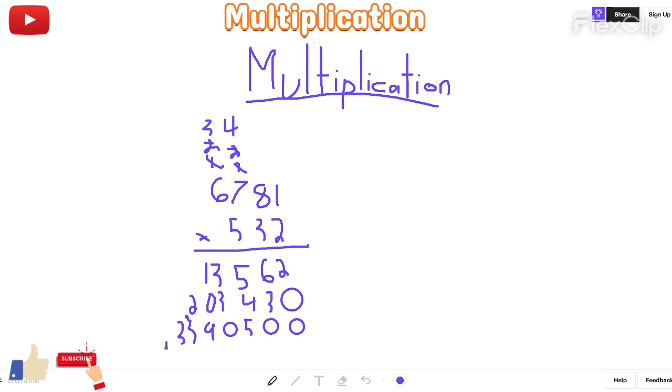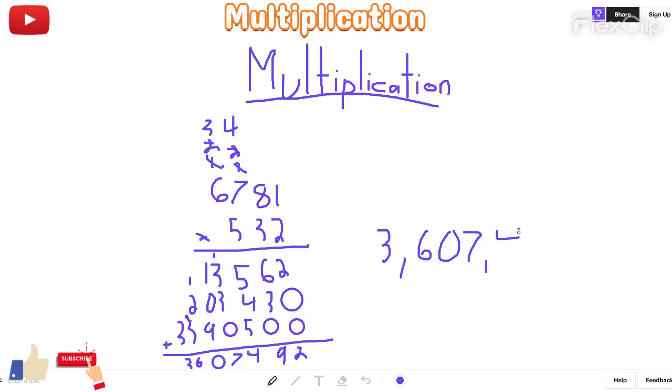Then we add all of this together. 2, 9. Then we do 14, 7, 10. Then we do 6 and 3. So our answer will be 3,607,492.